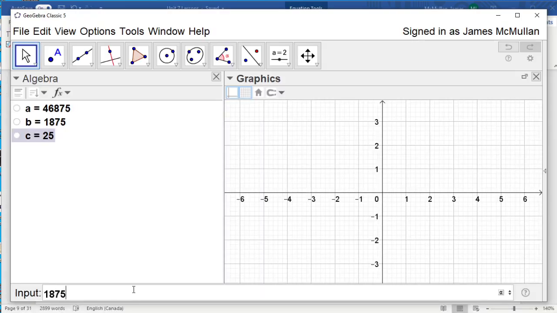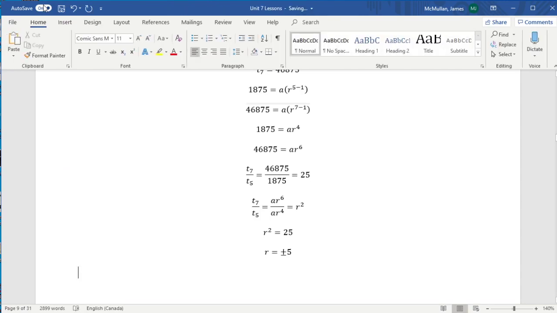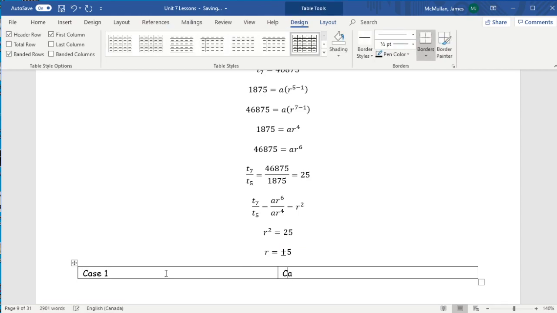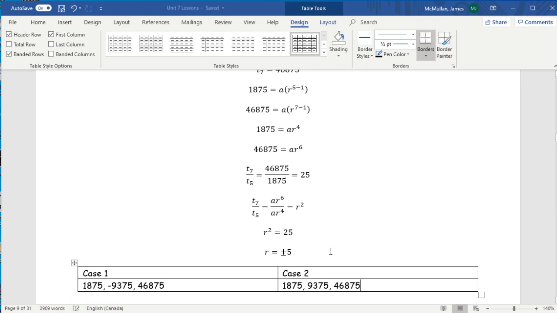The term in the middle could be 9,375. So let's just do it like this. Okay, it could be 1875, then negative 9375, then positive 46,875 again. Or all of them could be positive. Okay, there's no way to know based on what we have here.